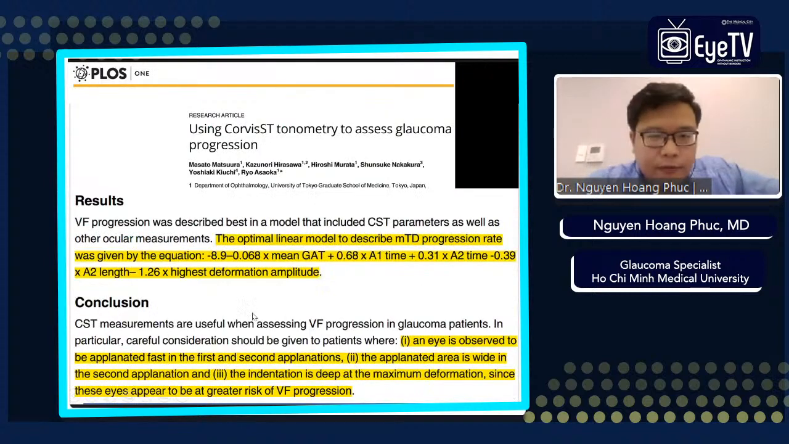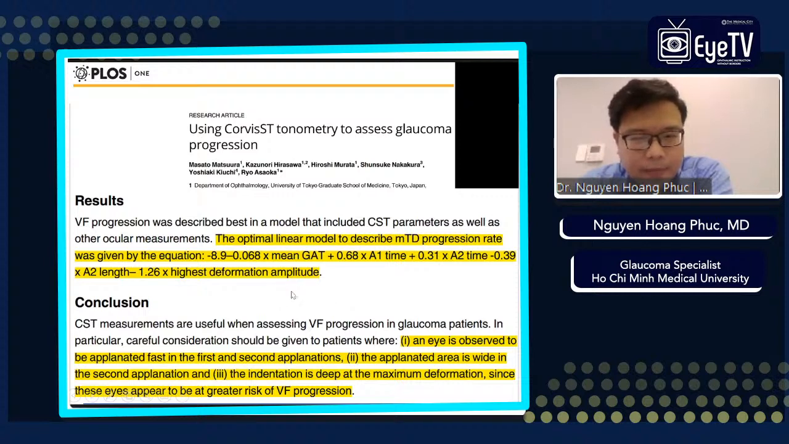Professor Masato Matsuura from Japan also surveyed the relation between visual field progression and biomechanics. She found that the mean total deviation from Humphrey perimetry is related to the A1 time, A2 time, A2 length, and highest deformation amplitude. So she said that we should measure the Corvis ST together with the visual field progression, visual field perimetry. And the stiff eye has a slower progression of mean total deviation.